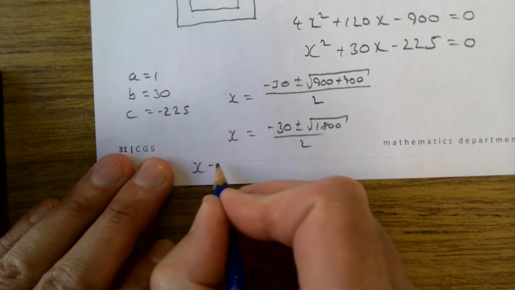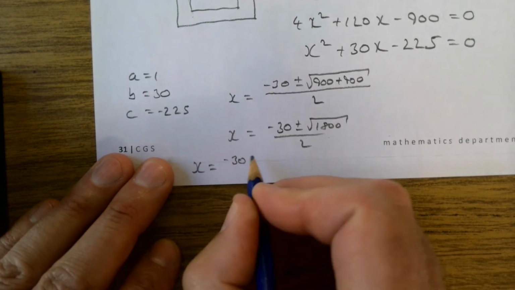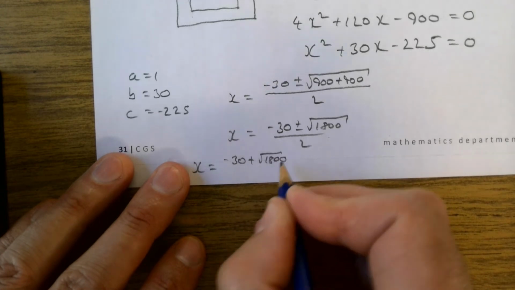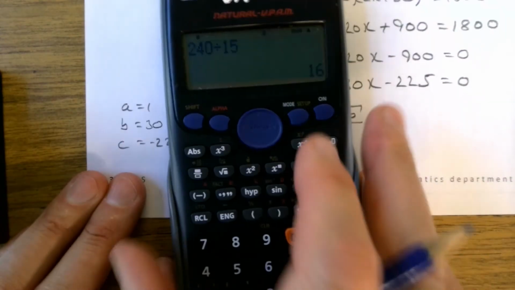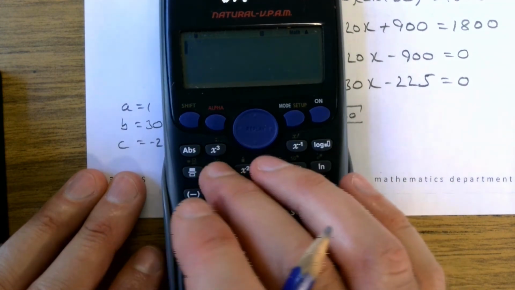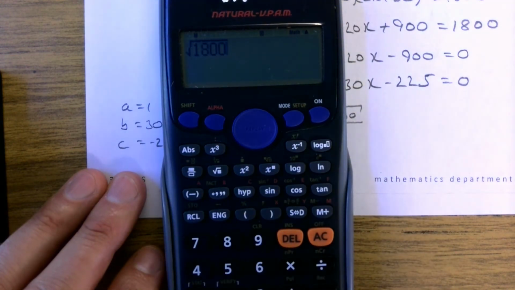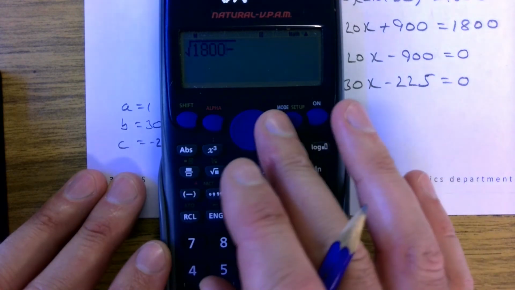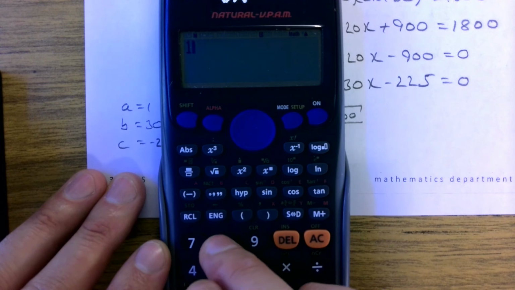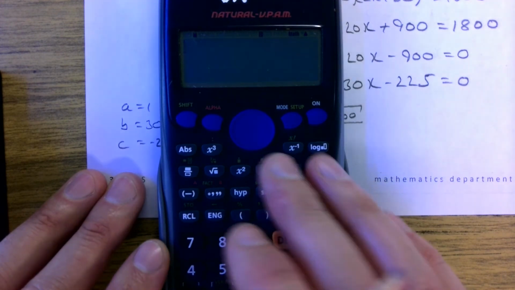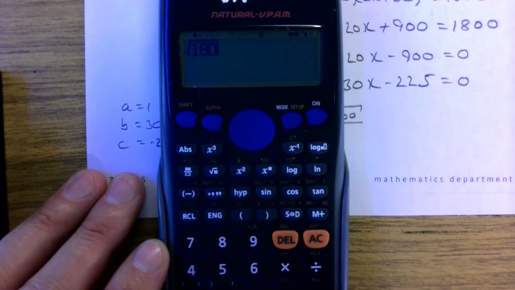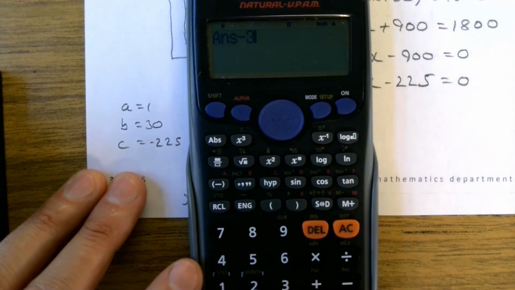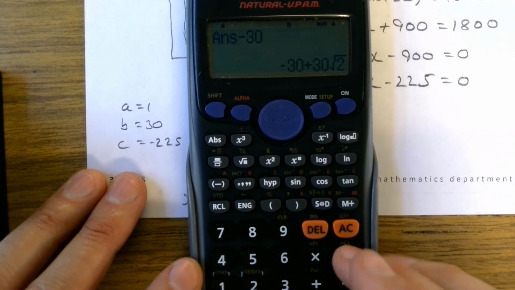So we're going to go for x is minus 30 plus the square root of 1800, divided by 2. So I'm going to do the square root of 1800. I'm not very good with calculators. Give me a minute. Right, let's try this again. Square root of 1800, and we're going to take away 30. And then we're going to divide by 2.